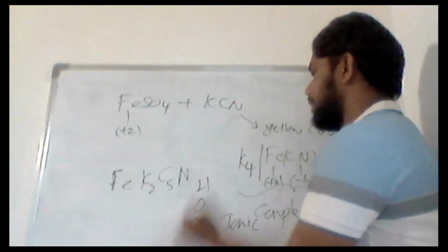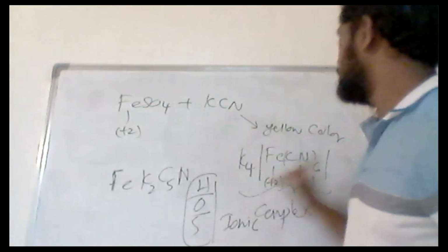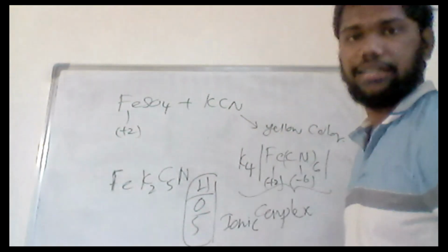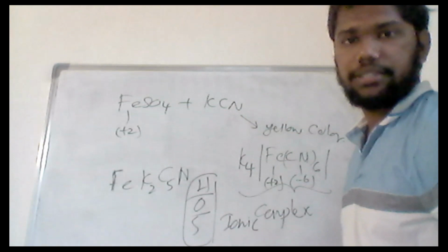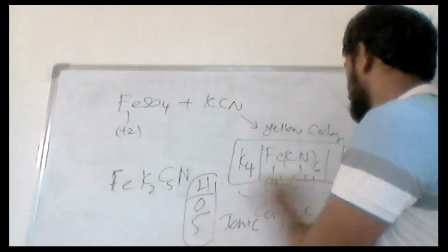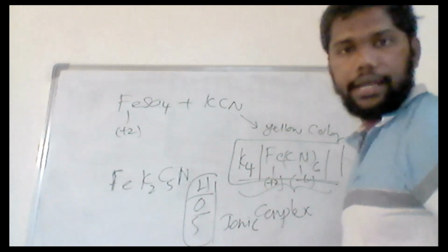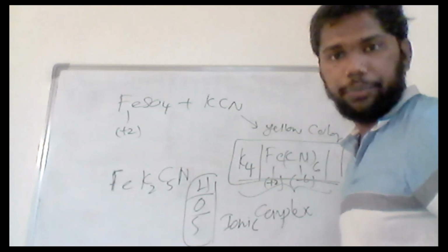So basically, this will not contain hydrogen, oxygen, and sulfur. So you can imagine when this is reacted, this one is formed. So they are asking about the structural formula of G. So this is the structural formula of G: K4[Fe(CN)6]. And then they are asking to give the IUPAC name of G.